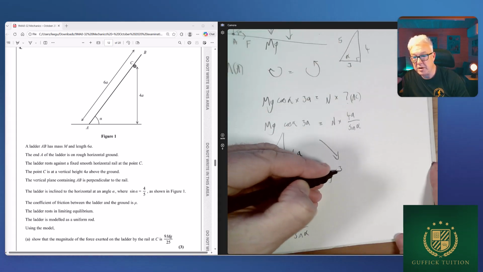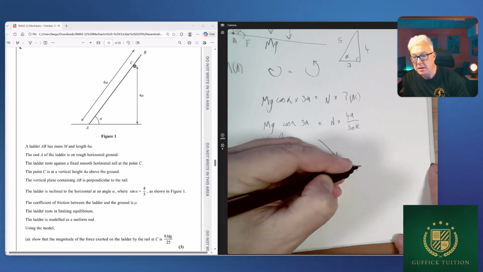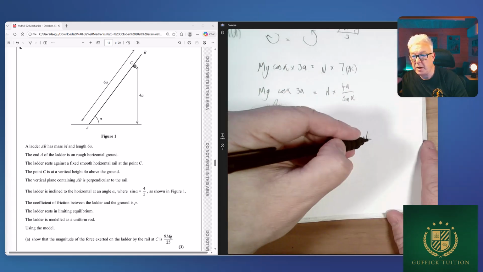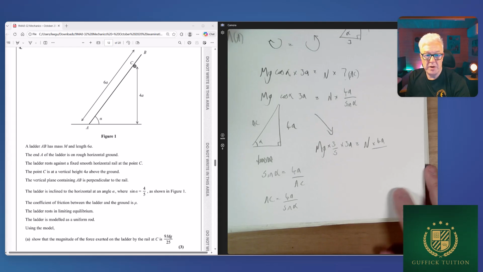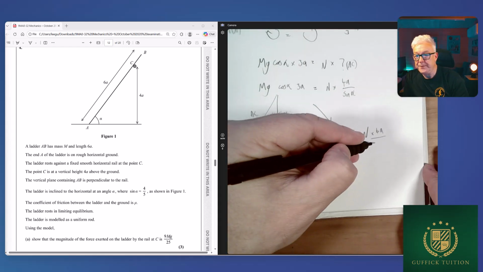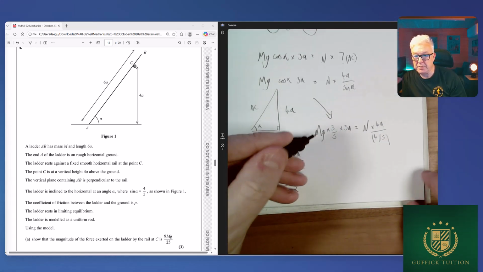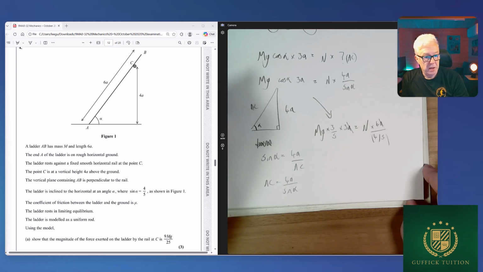So that's going to be 3/5 times 3a is going to equal n, the normal reaction, times 4a divided by sine alpha, and we know that sine alpha is 4/5, so divided by 4/5, like so. Okay, let's tidy this up a little bit. We can cancel out an a from both sides, like so.